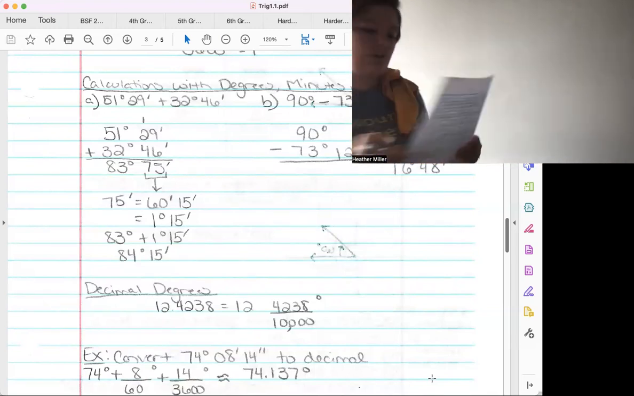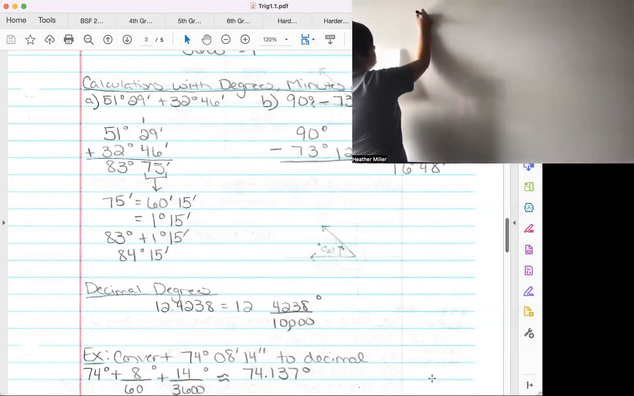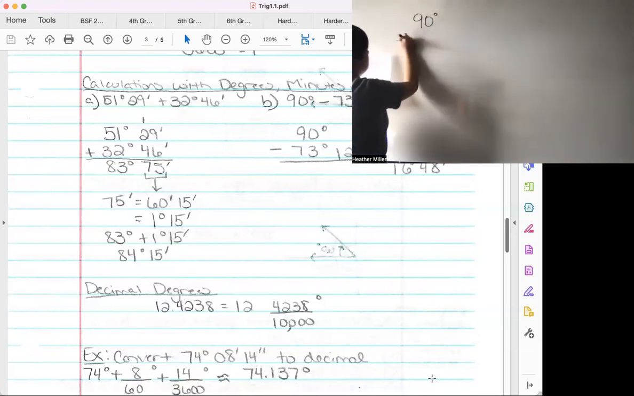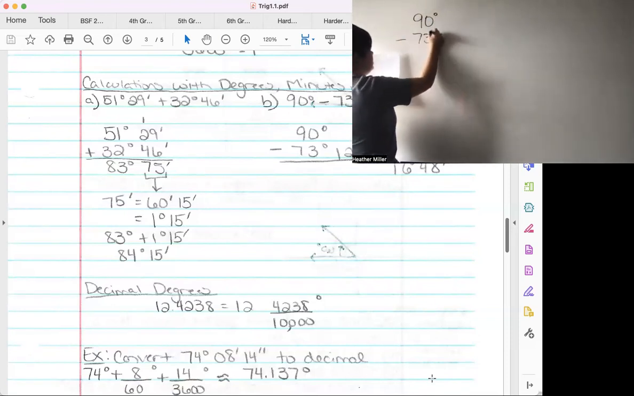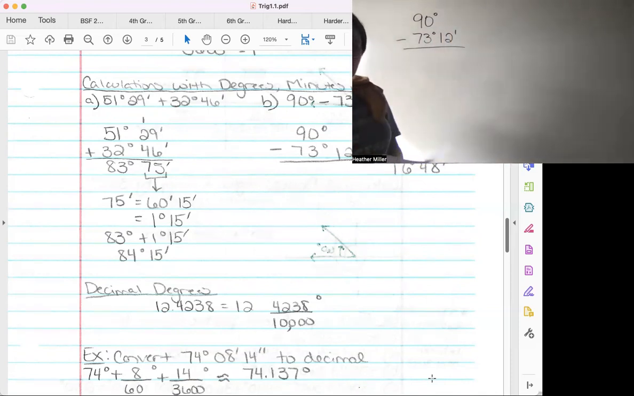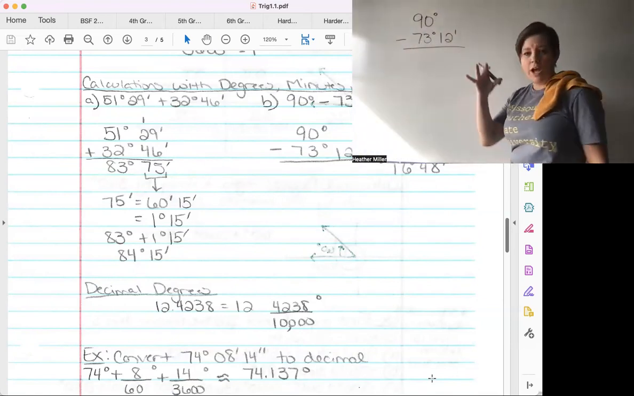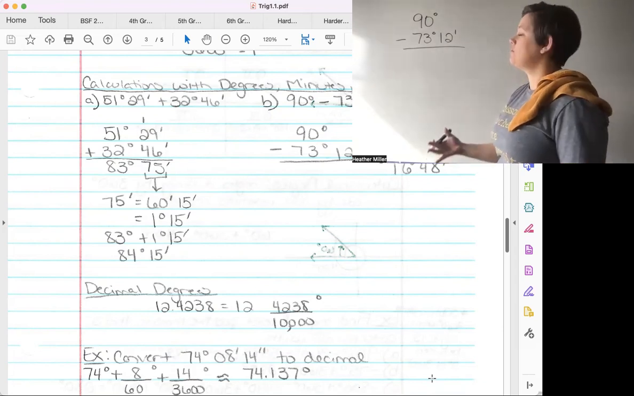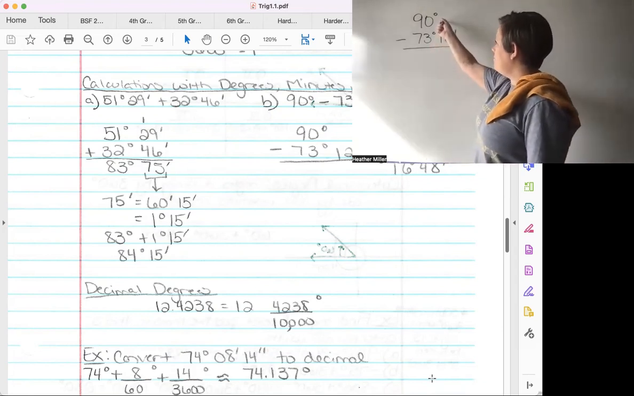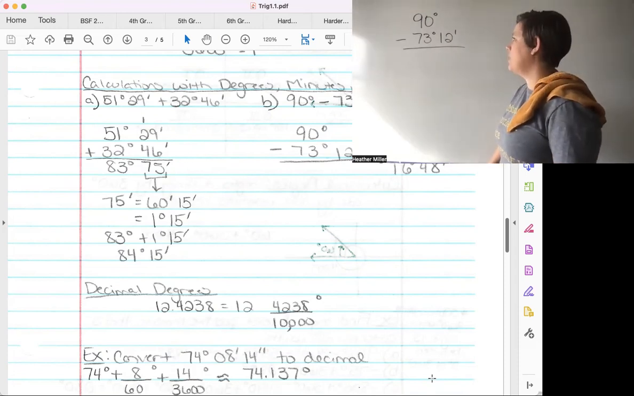B says we have 90 degrees, take away 73 degrees, 12 minutes. So I have 90 degrees minus 73 degrees, 12 minutes. And you're like, okay, well, that doesn't really help me, because here's what's wrong. If I'm doing subtraction, I have to actually have something to subtract it from, but I don't have any minutes over here. I just have degrees. I don't have any minutes to subtract from.